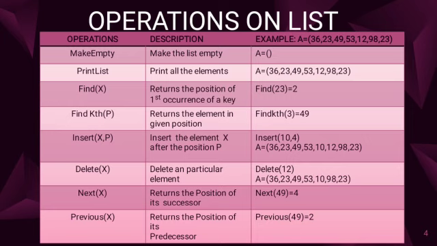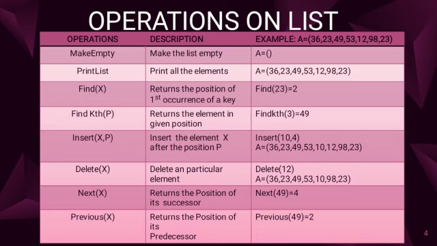Next one is the find operation. It is used to return the first occurrence of a given key. Here the key element is 23. In this example, 23 is present in the second position and the 7th position. But here we return the first occurrence of the key. So our answer is 2.